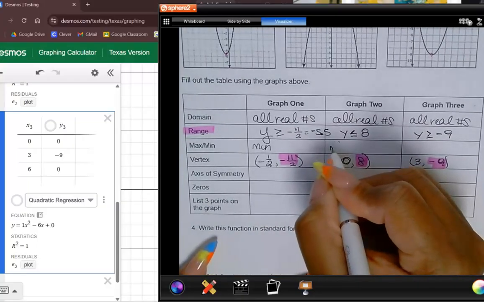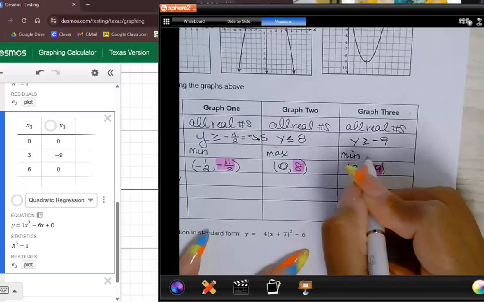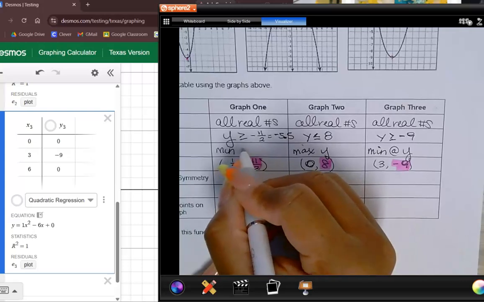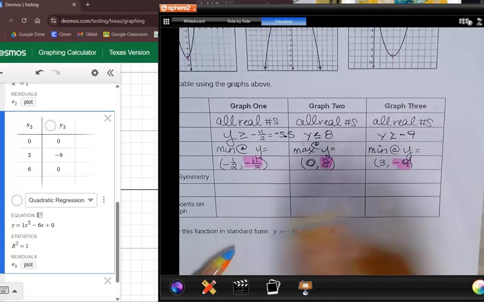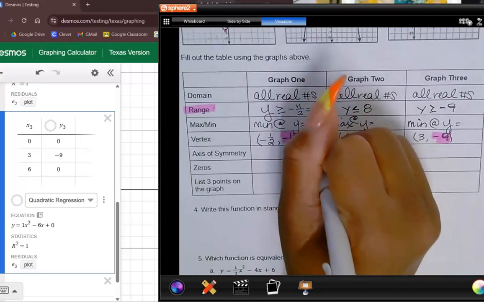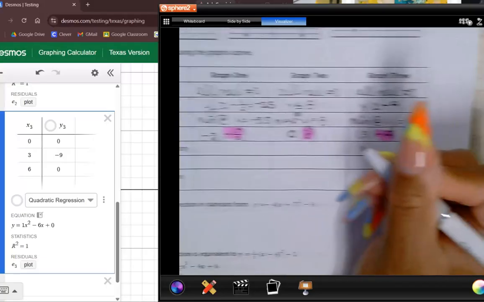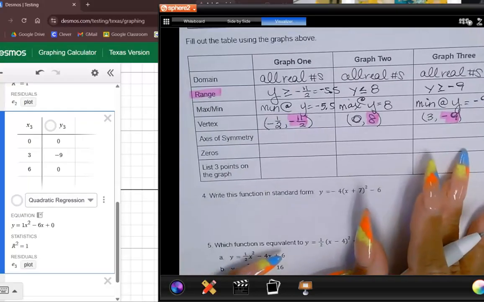This has a minimum, this has a maximum, and this has a minimum. Remember, the minimum values are at the y-axis. At y equals, at y equals, at y equals. This also comes from the vertex, so this will be -5.5. This will be 8, and this will be -9.